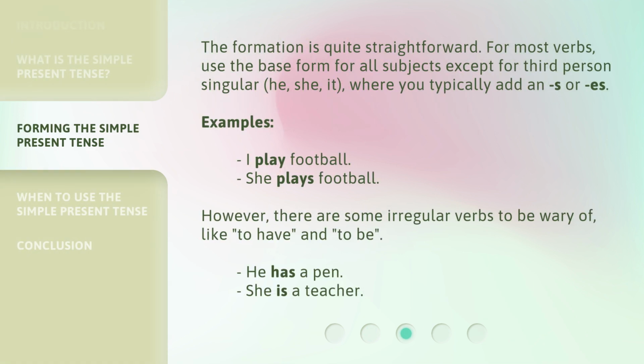The formation is quite straightforward. For most verbs, use the base form for all subjects except for third-person singular, he, she, it, where you typically add an s or es. Examples: I play football, she plays football. However, there are some irregular verbs to be wary of, like to have and to be. He has a pen, she is a teacher.